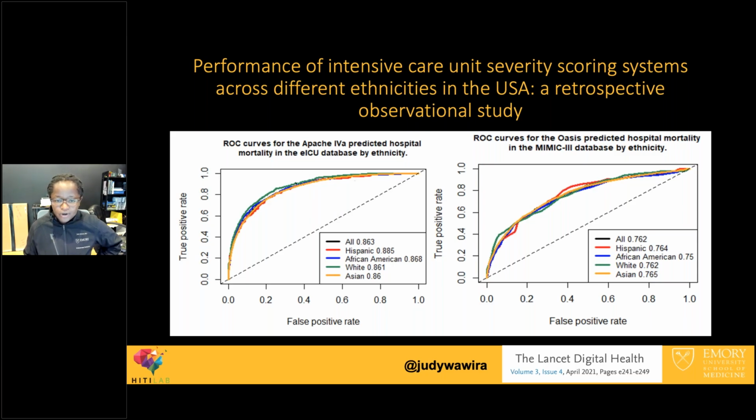Now, in this one, if you look at these curves, these are our C curves, they're all traveling together. It just says, if you have a high APACHE score, you're probably pretty sick. It doesn't matter if you're black or white or anything.